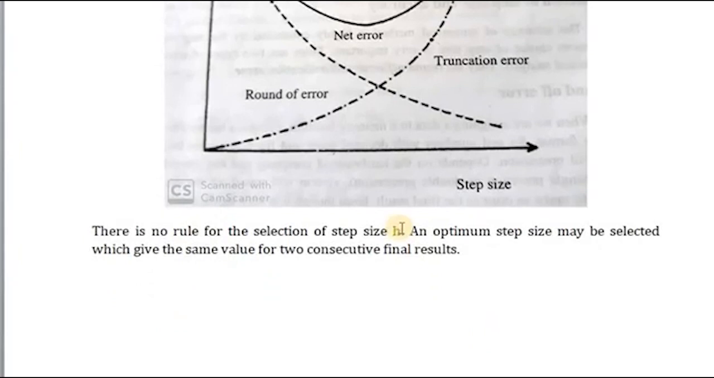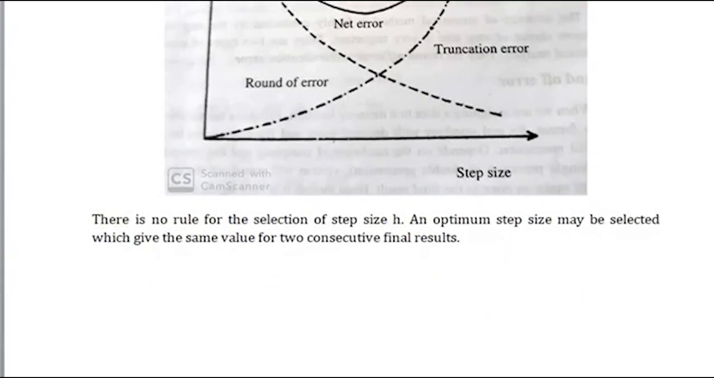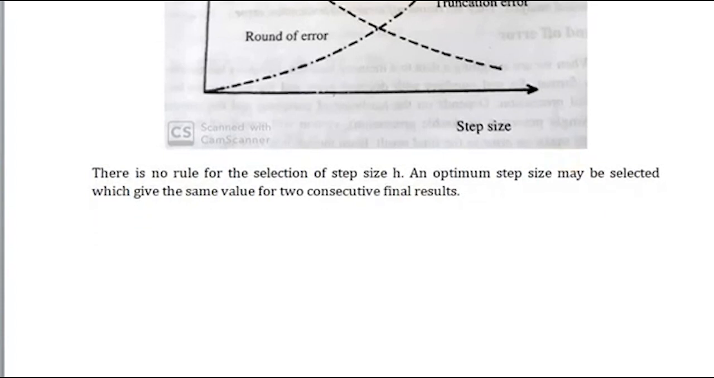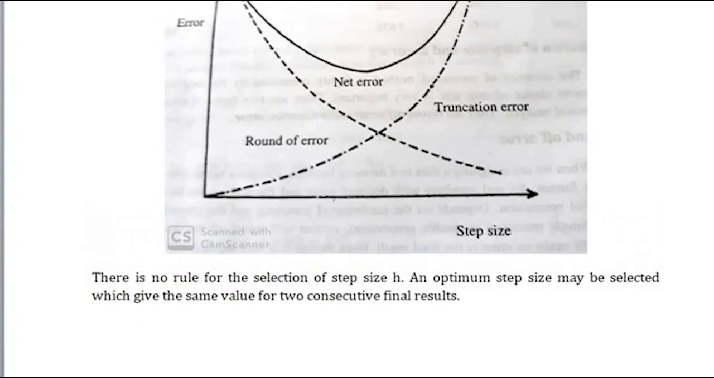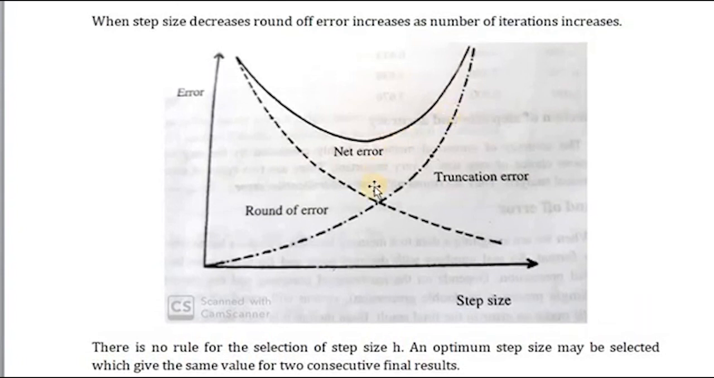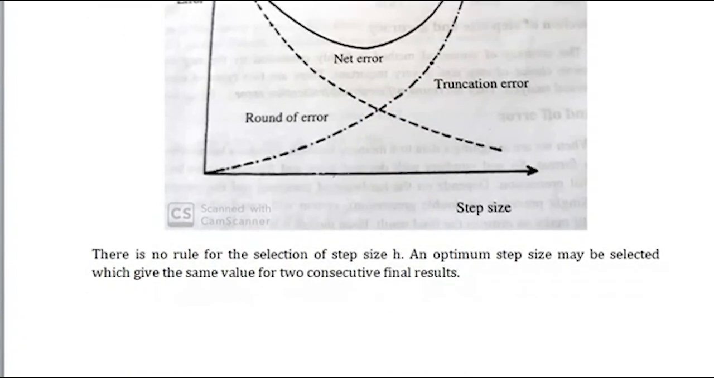There is no rule for selecting the step size. We actually do a trial and error method, and we optimize the step size by trying consecutive values. Here I can say that the net error will have a lower value at the point of intersection of the two errors, and I can optimize the step size to be here in this case. In this way you can optimize the step size.